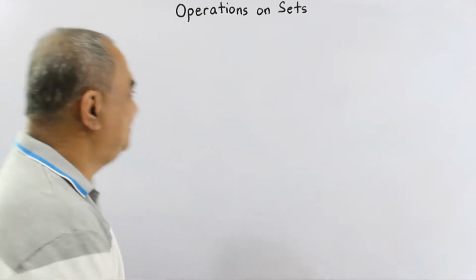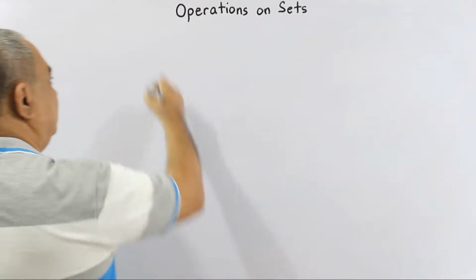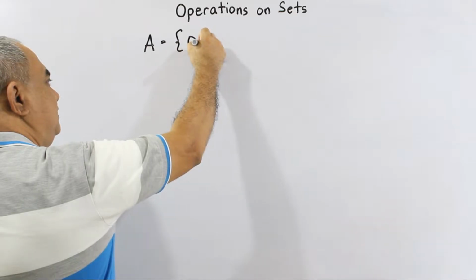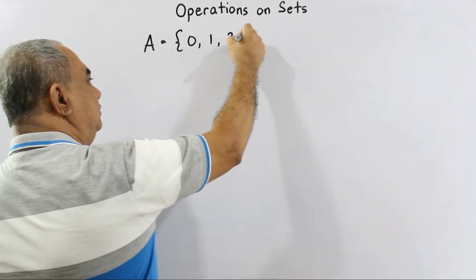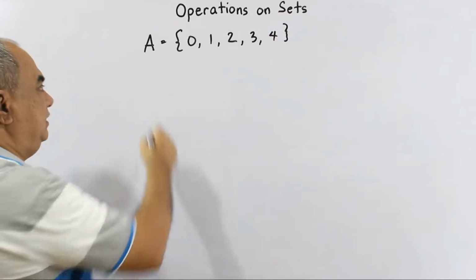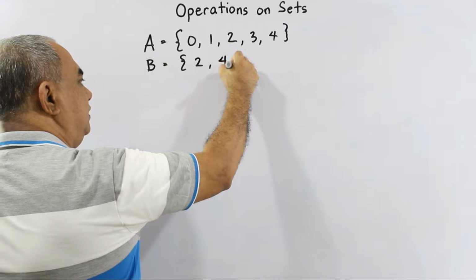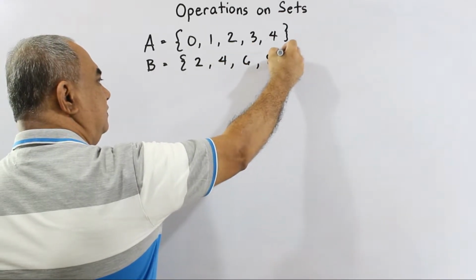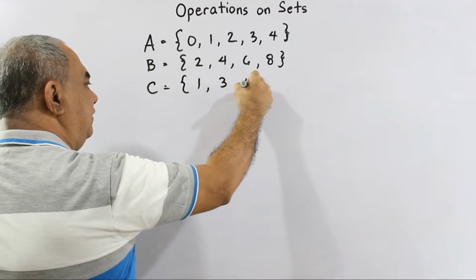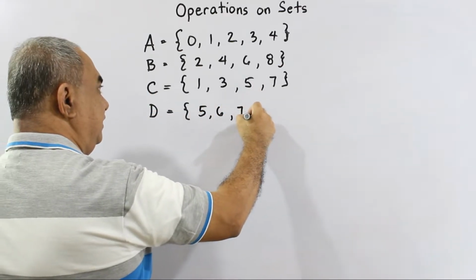So let's get started. Let's say I'm going to make at least 4 sets of different elements. For set A, let's start with 0, 1, 2, 3, 4. For set B, let's say we have 2, 4, 6, and 8. Let's say for set C, we have 1, 3, 5, and 7. And for set D, 5, 6, 7.